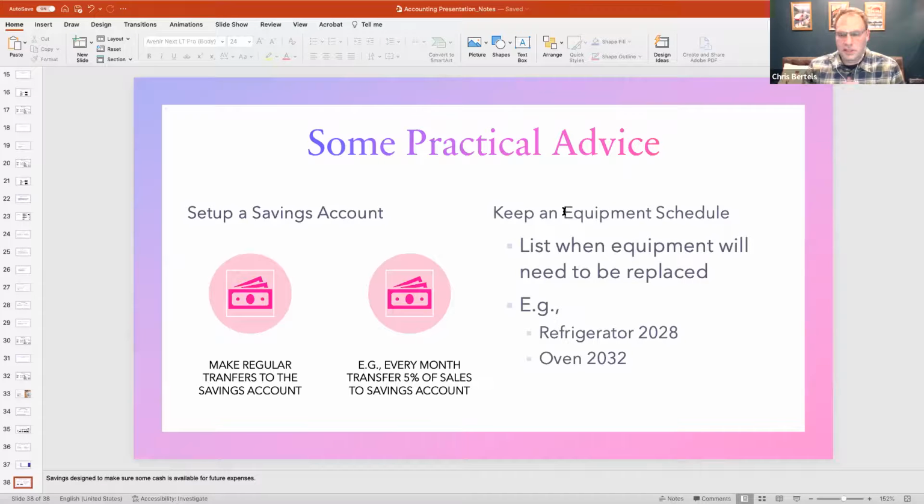And then another example is, I didn't know what to call this, so I called it equipment schedule. But make a list of the equipment that needs to be replaced. Like, you're going to have to replace the refrigerator in 2028 and then the oven in 2032. So make sure you have a list that you plan out ahead, thinking about every single year and how much it's going to cost to replace it. That's also going to help you when you decide how much of the surplus is going to go to the members and how much is going to go to the co-op. It's going to help you assist that.